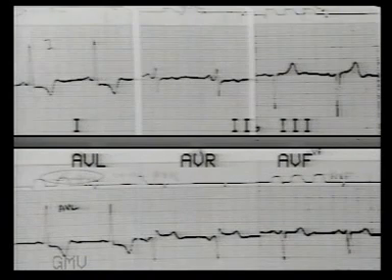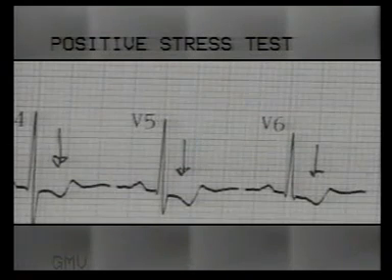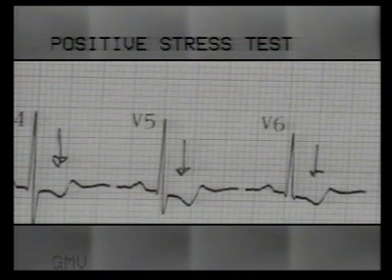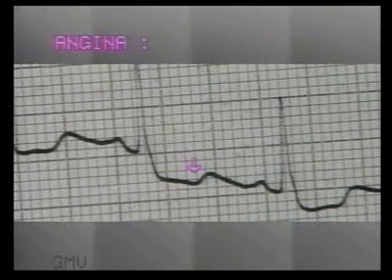Similar changes are seen in 1 and AVL also. Subendocardial infarct. This is a positive stress test. Note the ischemic T wave inversion and ST segment depression in leads V5 and V6.